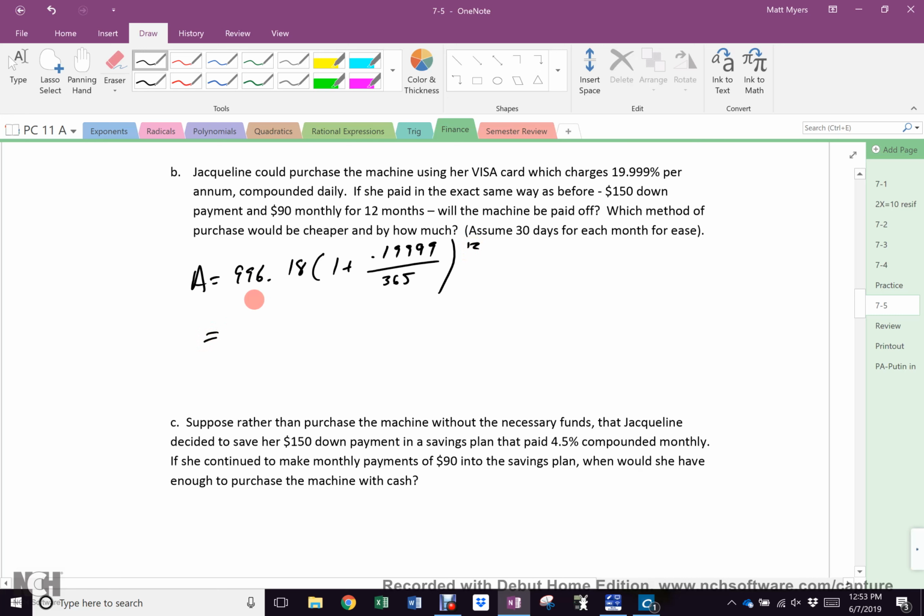12. So we run that through our machine, and then what do we have to add to it? Because she said she's doing it the same way. She's putting 150 down. So she's got to pay off all this plus what? 150. And when you do that math, what do you get? It's $1,228.86.